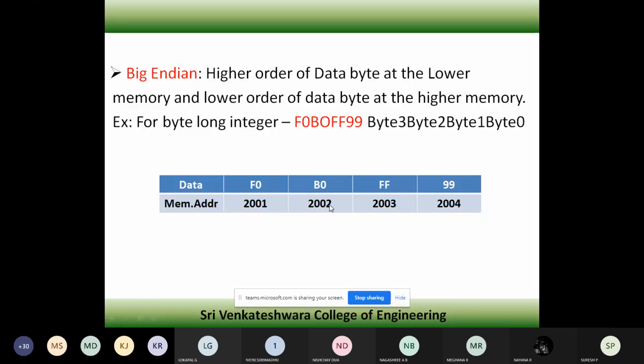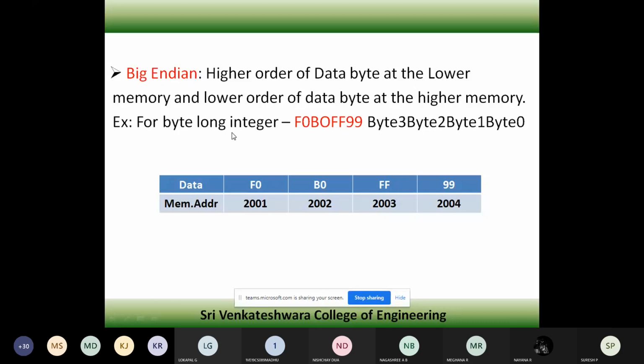Okay. So does anybody have any doubt between little endian and big endian? If you take big endian, the example processor is the 68000, and most Motorola microprocessors are big endian only. So now, why is it so? Why do I have to go with the big endian architecture only for byte long integer?